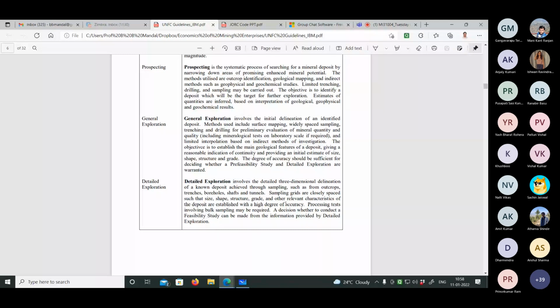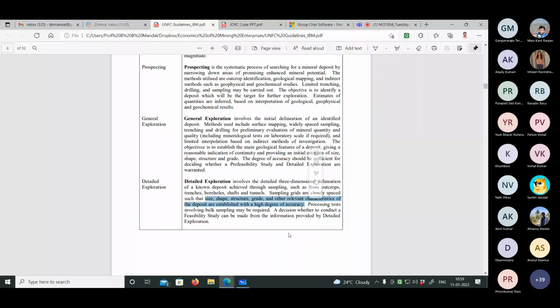How do you do it? Not only from outcrops, we do trenches, boreholes, shafts, and tunnels for the purpose of understanding the entire deposit in detail. We also define the sampling grids. They are very closely spaced. I'll show how closely, so that we can understand the size, shape, structure, grade, and other relevant characteristics of the deposit with a high degree of accuracy.